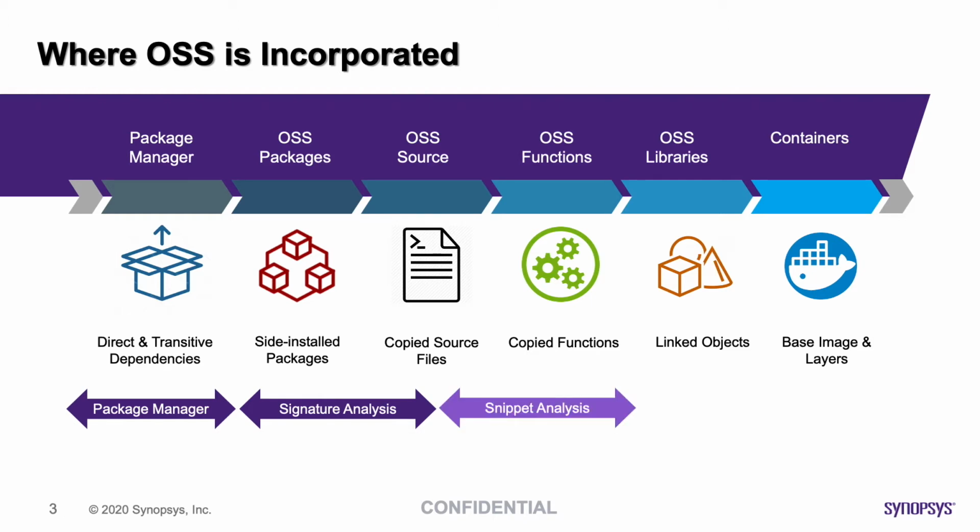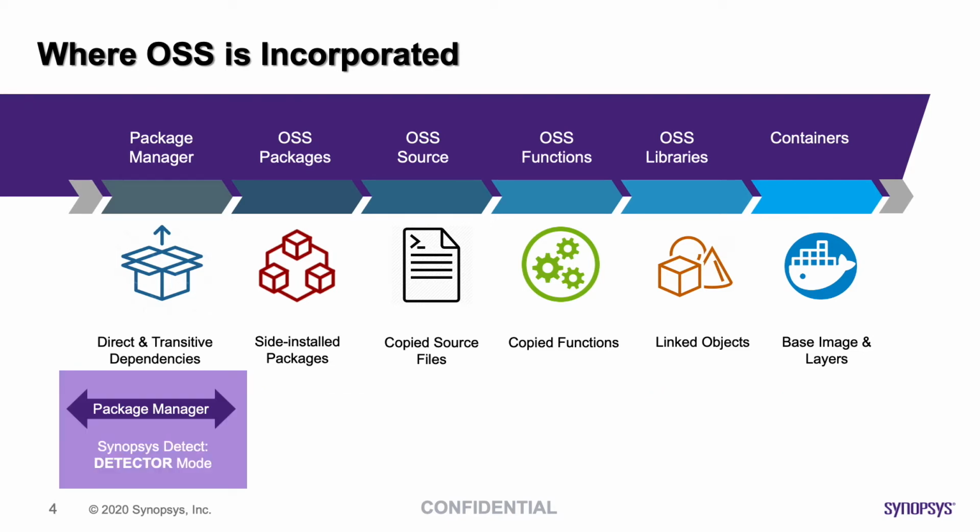An option is to then use snippet analysis, looking only at source files to identify exact files which have been copied or partial matches. Another option is to use the binary scan to present specific binary files or archives to the binary scanner to find linked open source or libraries. And a Docker scan is also available to look at the base image and identify open source in the layers. So let's start with the package manager.